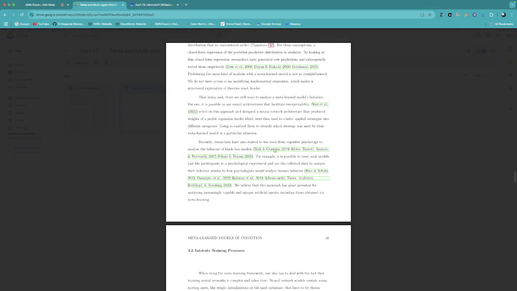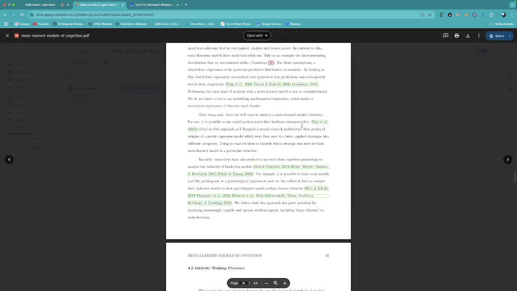Okay. That being said, there's still ways to analyze a meta-learned model's behavior, and so we can do this. We don't have full interpretability. We can't account for every component. Like we couldn't say how meta learning arises directly. We can't say that this is the likelihood that led to this outcome. But we can sort of analyze a meta-learned model's behavior.